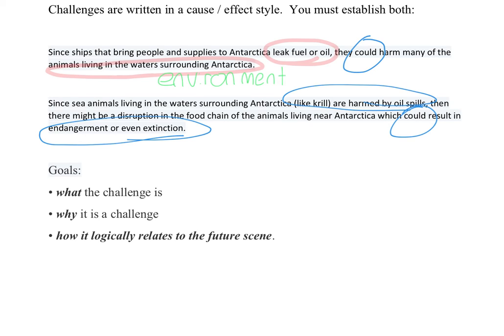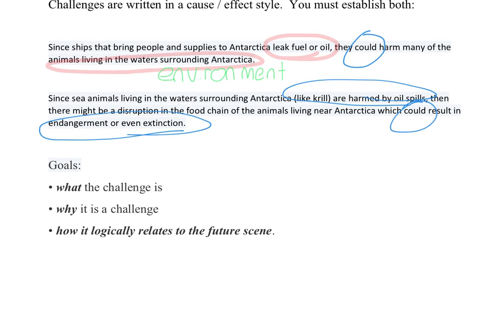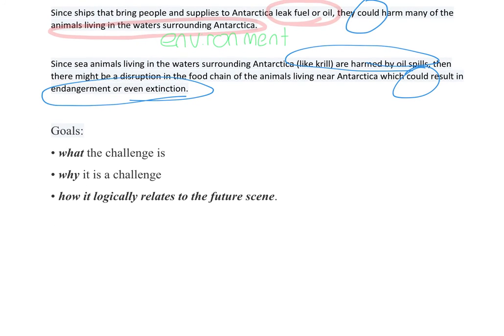When you're creating challenges, even ones for an imaginary future scene that you didn't read, there's always plenty of opportunities to speculate and make up whatever type of future events that you might want. The goals: you say what the challenge is, why it is a challenge, and then either explicitly or passively, you need to talk about how it logically relates to the future scene.